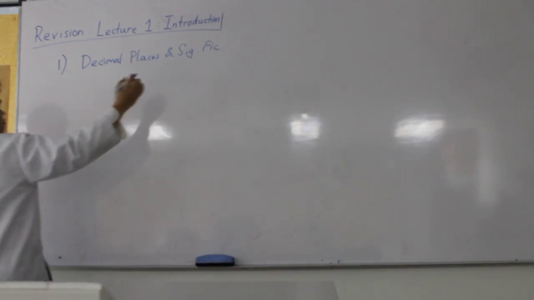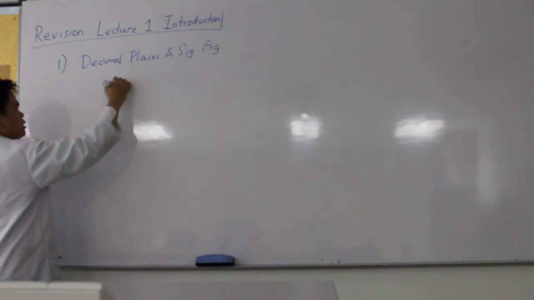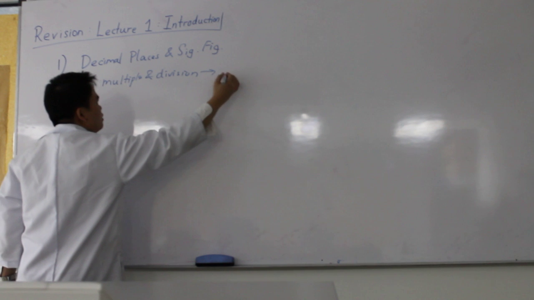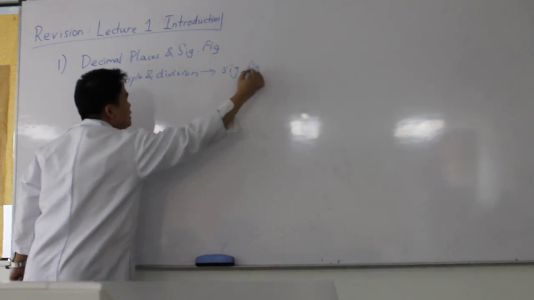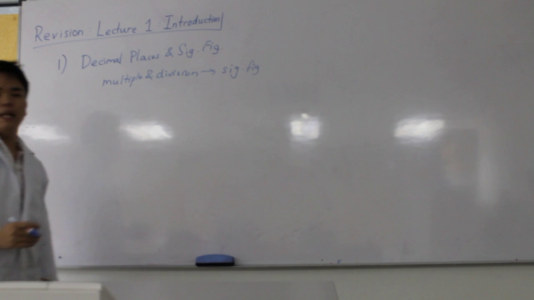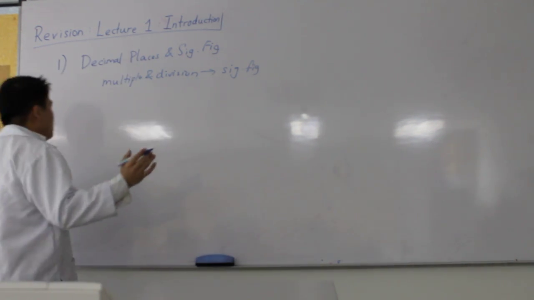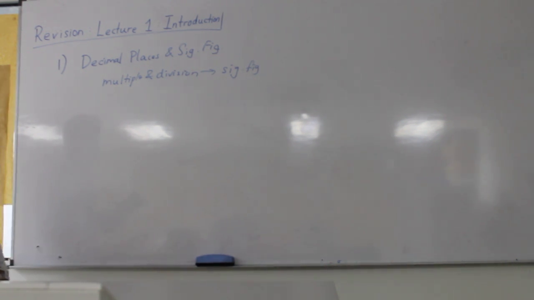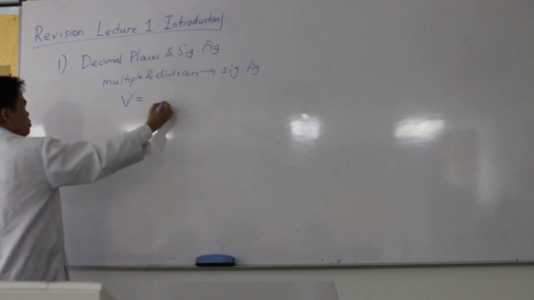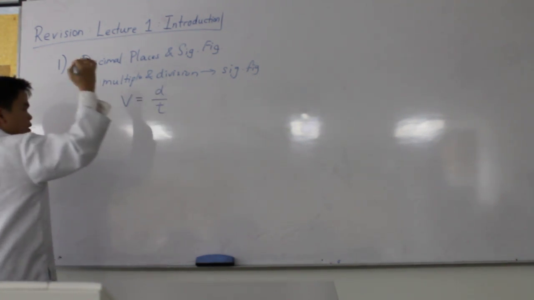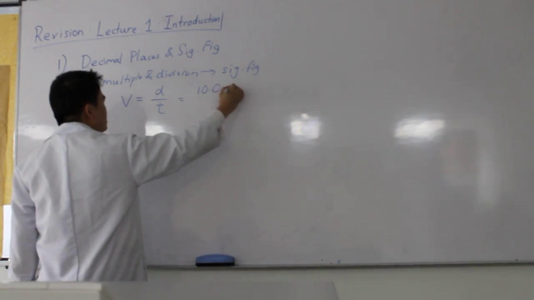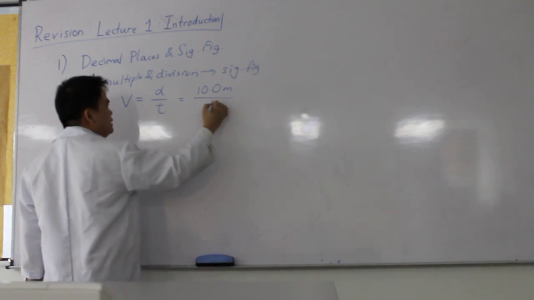For those operations that involve multiplication as well as division, we use the significant figure, and this significant figure is based on the smallest number of significant figures. For example, if we ask you to find out the velocity of a car, where we know that V equals D over T. Let's say the D is 10.0 meter divided by the time, which is only 5 seconds.